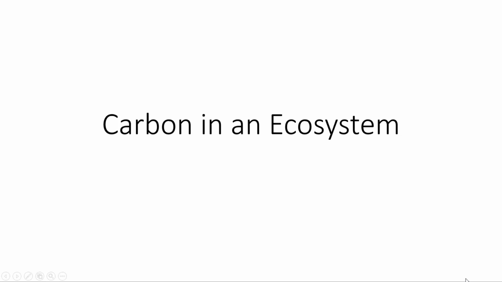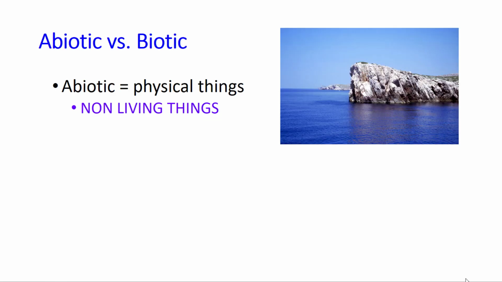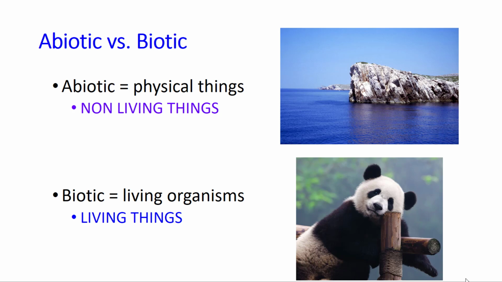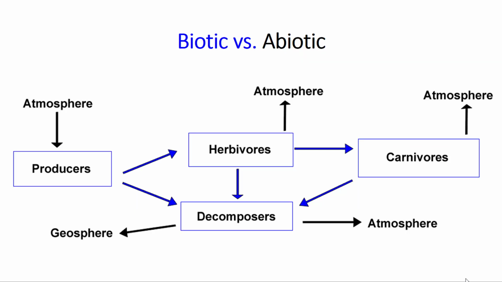Let's discuss carbon in an ecosystem. There's abiotic factors, "a" meaning not, and biotic meaning living. So non-living factors like water, air, rocks, and living factors, right? Biotic, living things. So biotic and abiotic interact with carbon. Carbon in the atmosphere is abiotic, and it's CO2, carbon dioxide.